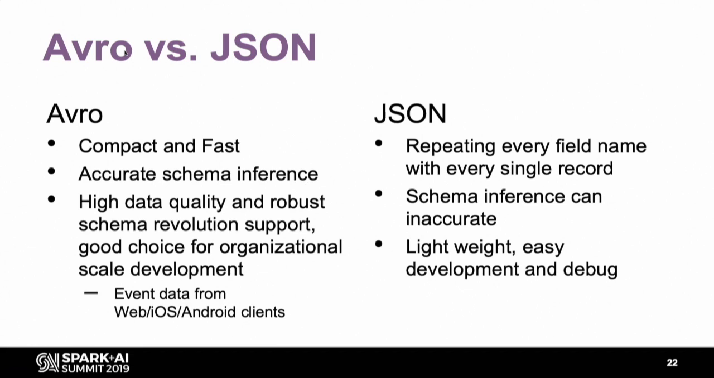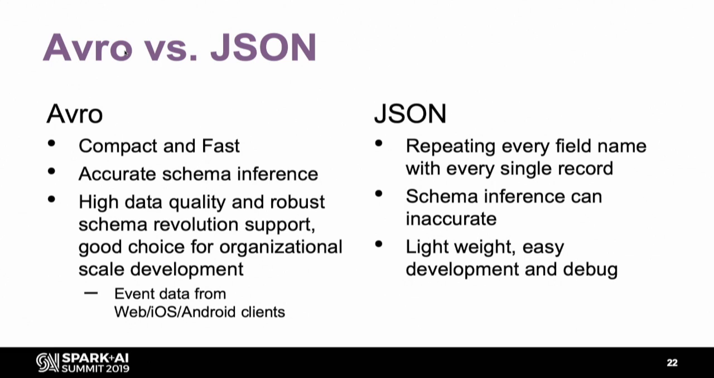Avro and JSON have many things in common. For example, they are both row-based formats, and they support nested schema. But there are many differences as well. With binary encoding, Avro is compact and fast. It doesn't have to repeat everything within every single record. The schema inference of Avro is accurate.